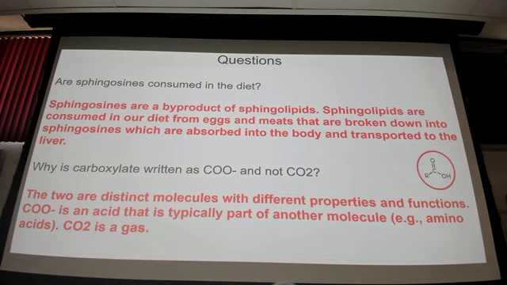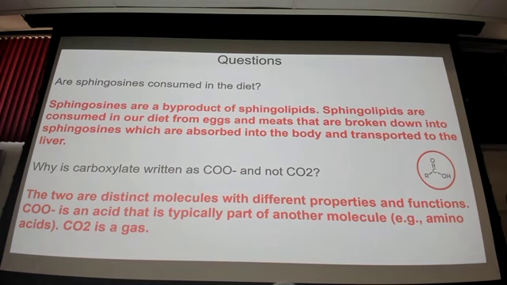And then another good question that I was asked, and I've been asked this before, is so we know the carboxylic acid is written COO minus, and why is it not written as CO2? Yes. Because that's an extra electron, sir? Yes, it has an extra electron, and it's also a different molecule.